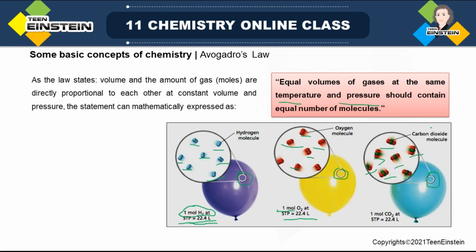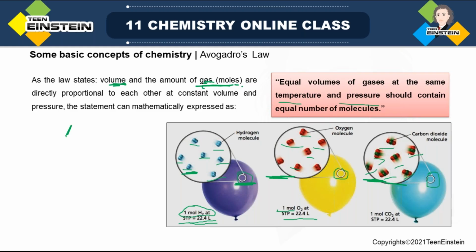As the law says, volume and amount of the gas, which you can consider as the number of moles of the gas, are directly proportional to each other, right? If here we have taken this fixed volume, suppose you double the volume, then instead of 7 molecules there will be 14 molecules, 7 into 2 for these two also. So as the volume and amount of gas are directly proportional, we can express the statement mathematically in this way.